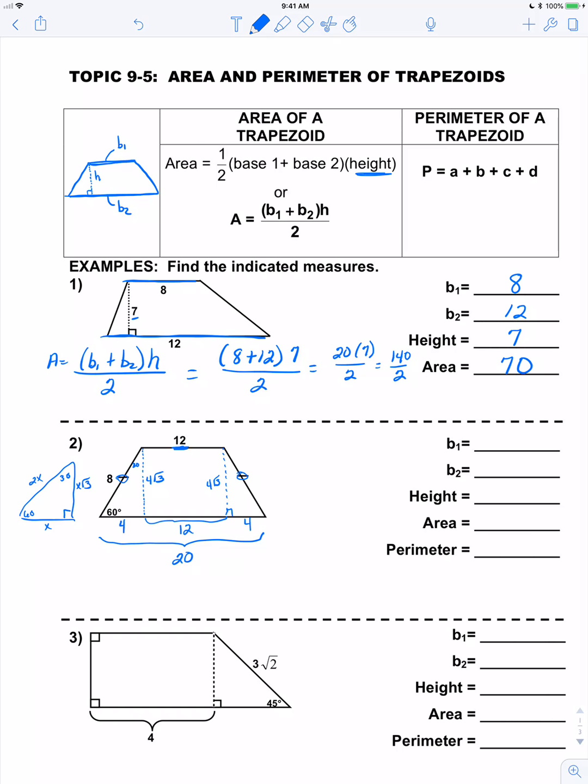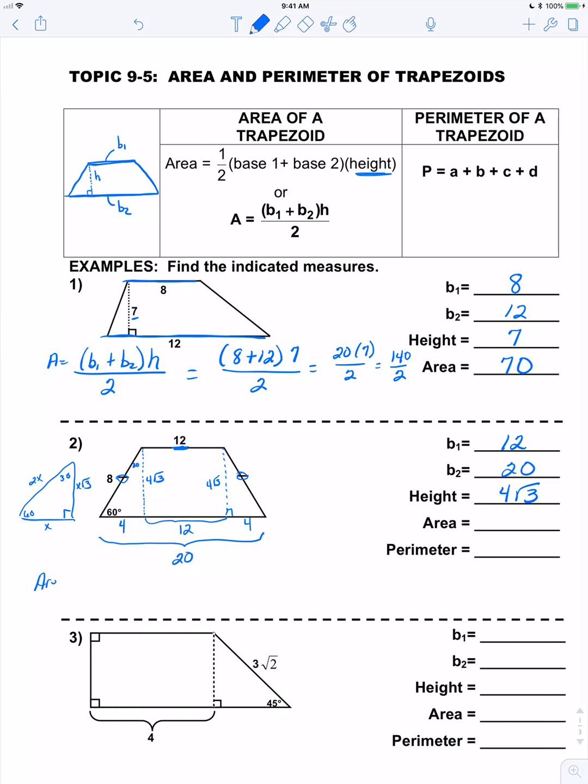So again, geometry is just a puzzle. You've got to start with the things that you're given and keep going until you figure out what it is you actually need. So base 1 is 12, base 2 is 20. The height then is 4 square roots of 3.